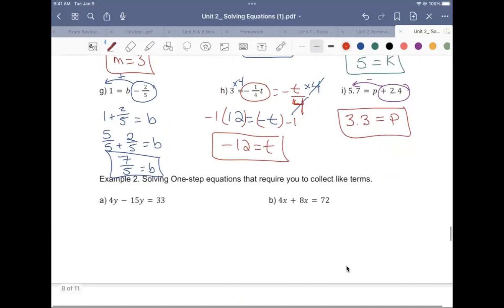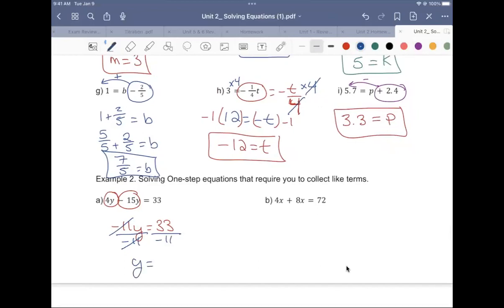We've got 2 more examples here that just require us to do an extra step of combining like terms. I can see here I have 4y minus 15y, which is going to be negative 11y is equal to 33. Now I have a negative 11 here, so I'm going to get rid of that. Whatever I do to one side, I must do to the other. So y is equal to 33 divided by negative 11, which is negative 3.